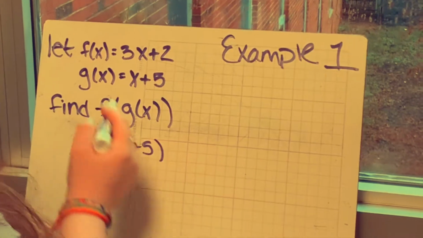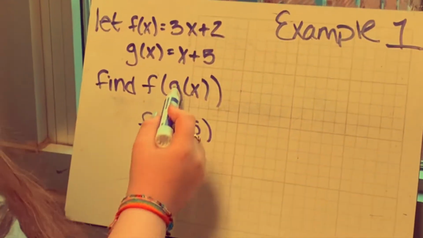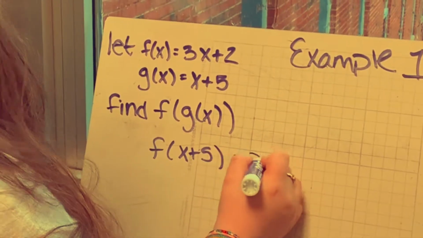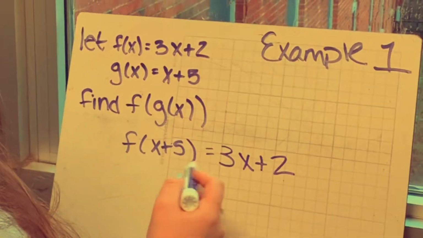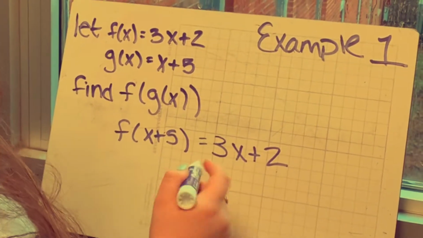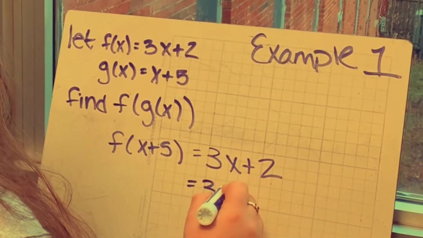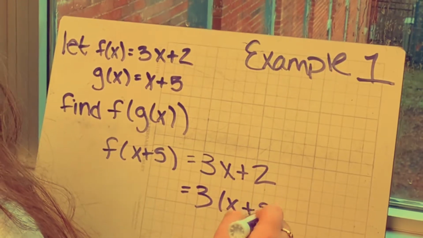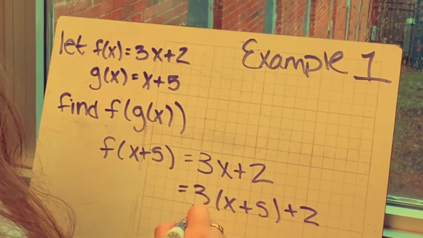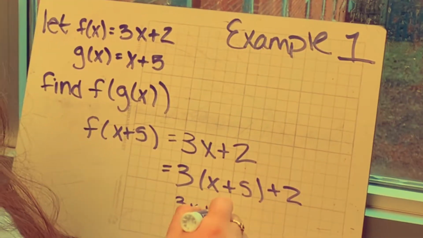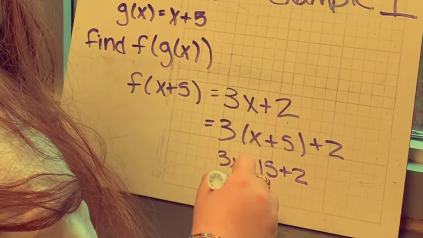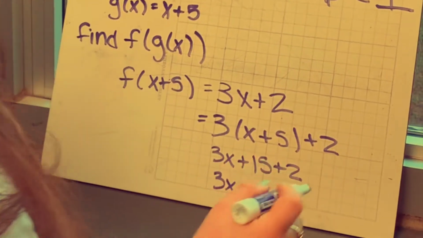And you're still solving an f of x equation, but now you're putting g of x in place of x. So it's still going to be set equal to 3x plus 2. And everywhere you see an x in the equation, you're going to put in x plus 5. So it's going to be 3 times x plus 5, plus 2. And then you just solve. So it's 3x plus 15 plus 2. And so your final answer is 3x plus 17.